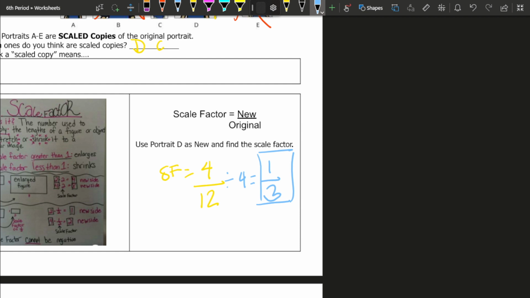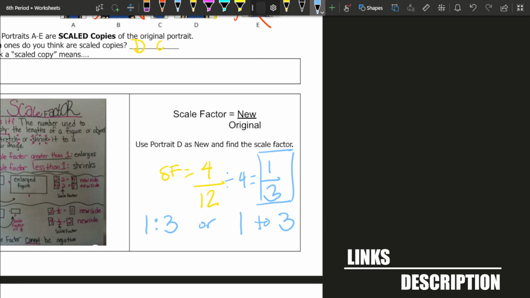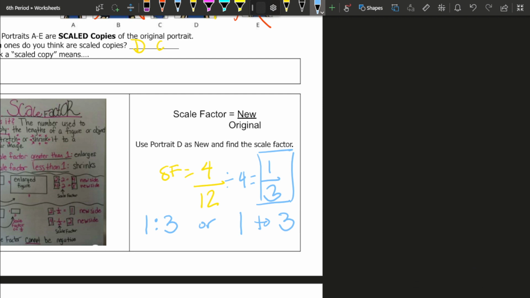You can also write this in 2 more different ways. You can also write 1 to 3, or 1:3. Whatever the first number is, that's the new one. The second number is the original. So that means it went from big to small. If the first number was the bigger one, that means it went from small to big. Okay? Any questions so far?